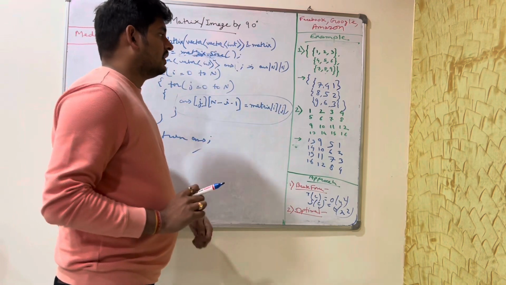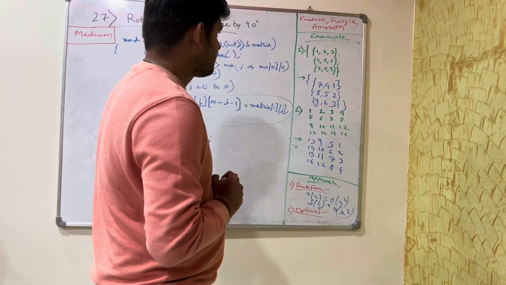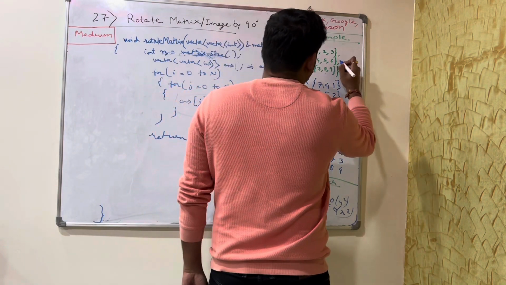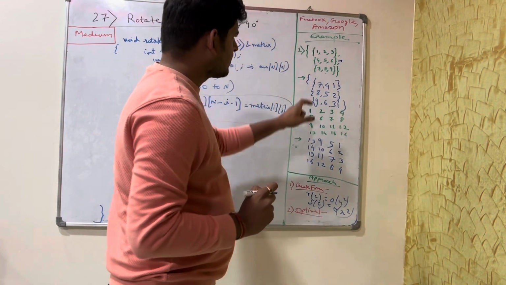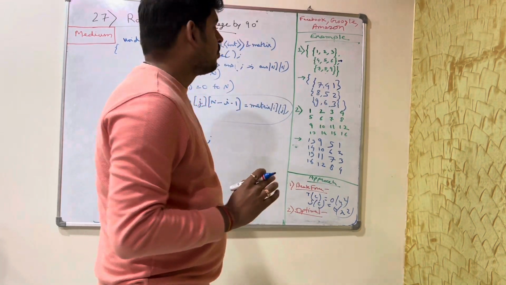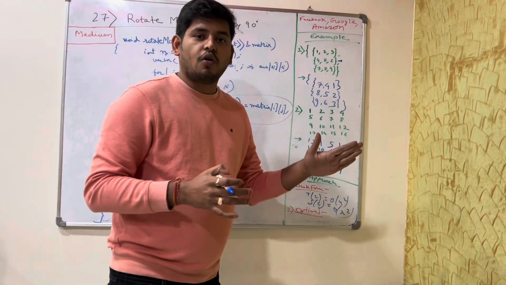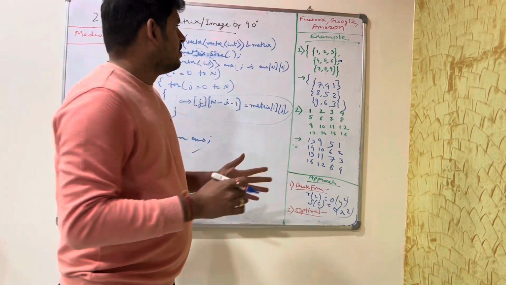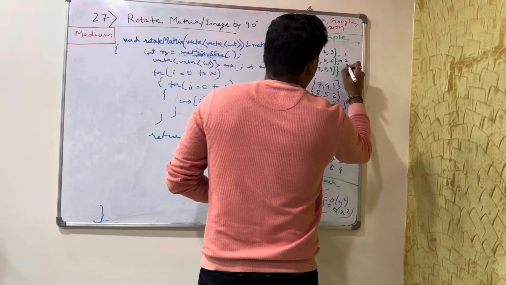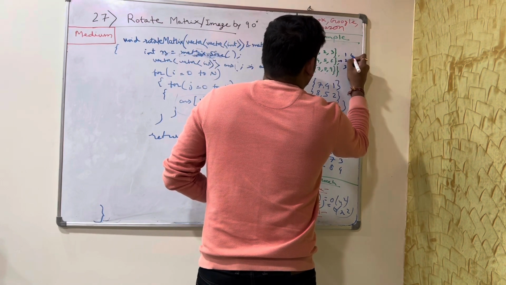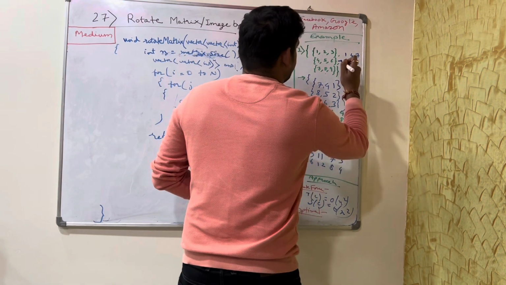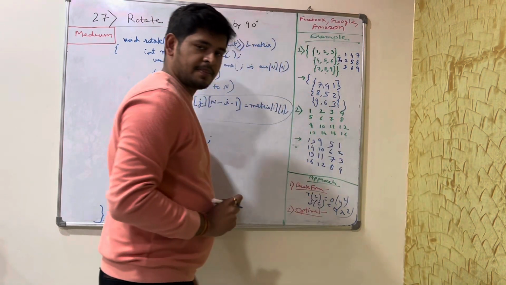For that you need to observe one thing. Forget the answer over here. If I transpose this matrix, so what is transpose? Changing the row to column and column to row. That means this 1, 2, 3 is a row, so I'll make this 1, 2, 3 a column, right?